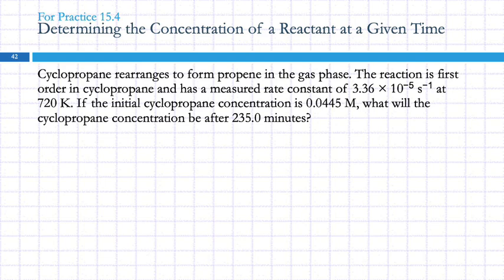Cyclopropane rearranges to form propene in the gas phase. The reaction is first order. That's going to be important. Let's highlight that. First order. And it has a measured rate constant. Oh, that's useful. Rate constant of 3.36 times 10 to the minus 5 s to the minus 1 at 720 Kelvin. So they're giving us 720 Kelvin.